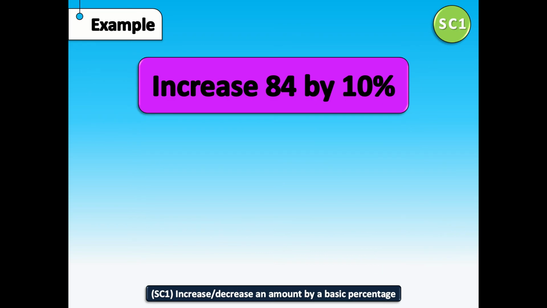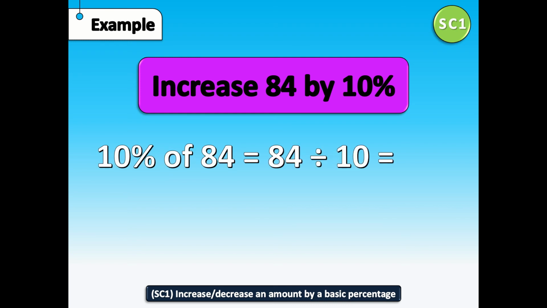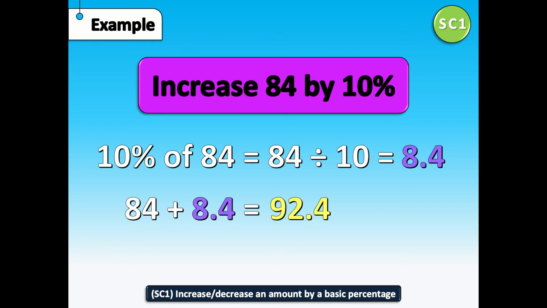So if we want to increase 84 by 10%, the first thing we've got to do is work out what 10% of 84 is. So to find 10% of 84, we divide it by 10, so that's 8.4. And then, because we're increasing by 10%, we add it on to 84. So our answer is 92.4.